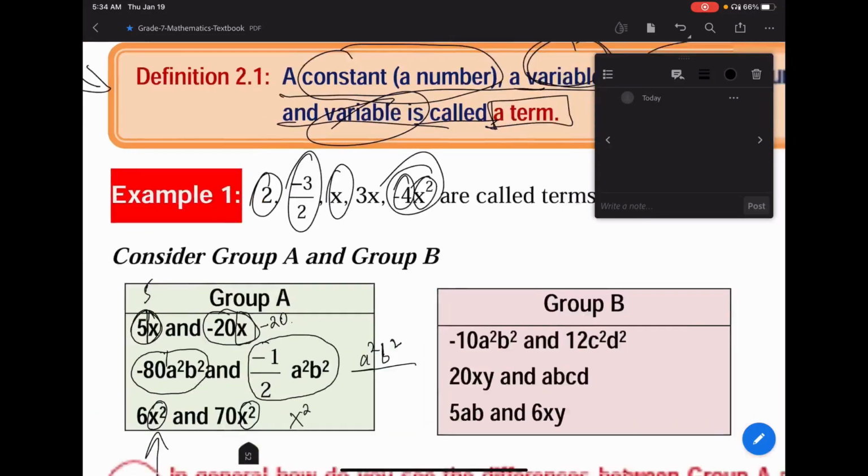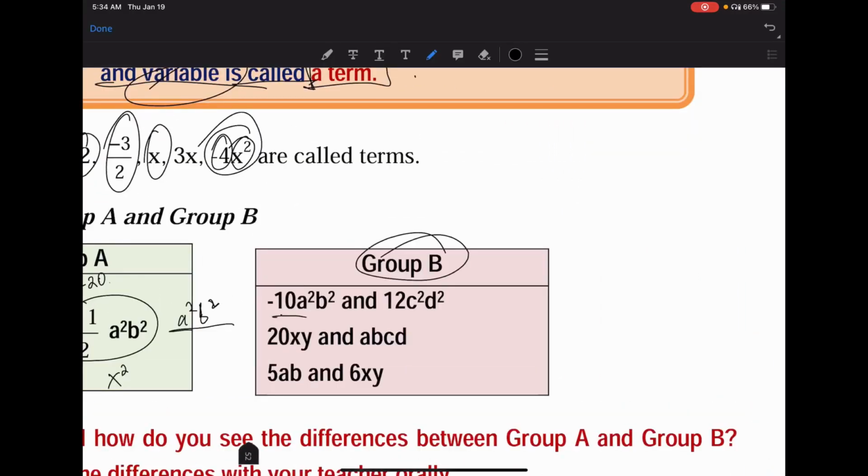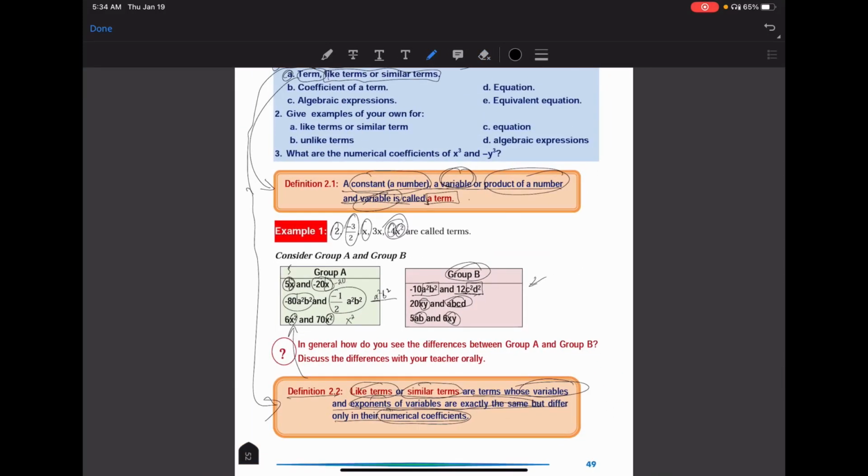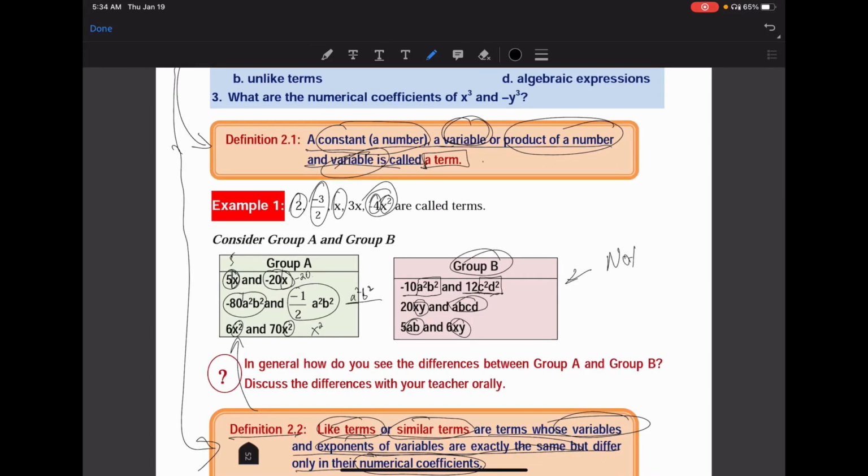Examples that are not like terms: Group B. Negative 10a squared b squared and 12c squared d squared. The variable of the first is a squared b squared, and the second is c squared d squared, so they differ not only in numerical coefficient but also in variable and the exponent of the variable. Likewise, xy versus abcd, and ab versus xy. These are not like terms; they are called unlike terms.